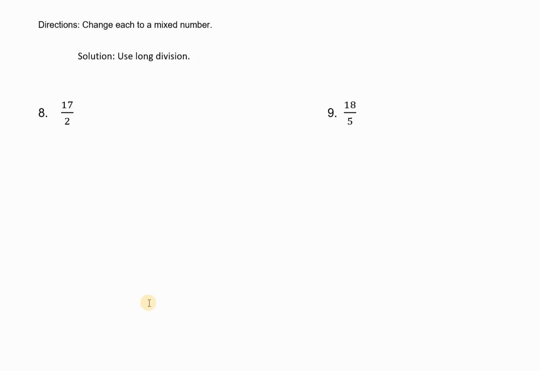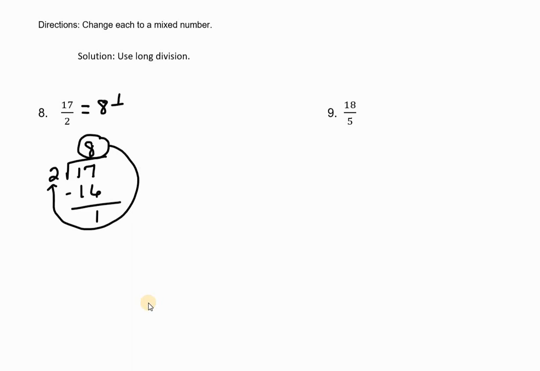Okay, the directions for our next problem say to change each of the fractions to a mixed number. And we are going to do that by using long division. 17 halves means 17 divided by 2. Right? So 2 into 17. 2 can't go into 1, but 2 goes into 17. 8 times. 8 times 2 is 16. Subtract, you get 1. So the answer here is 8, and go around this way. 1/2.